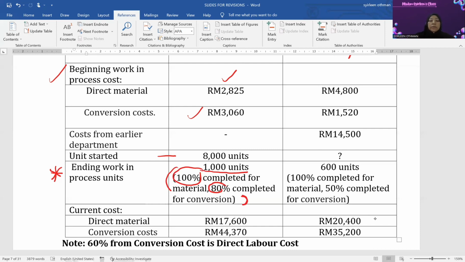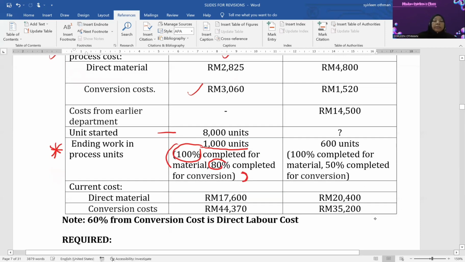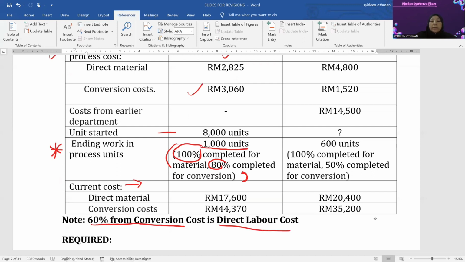Okay, so this is the current cost, right? This is a cost incurred for the current month. You can see here there's a note given: 60% of the conversion cost is direct labor cost. So that means in your CC, 60% is direct labor and 40% is MOH. Why do you need such information?